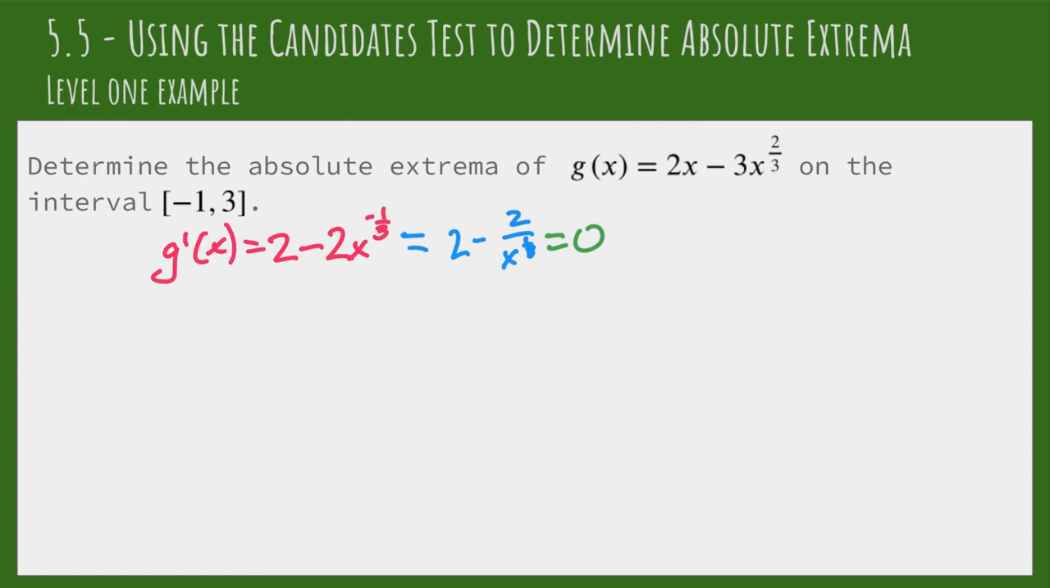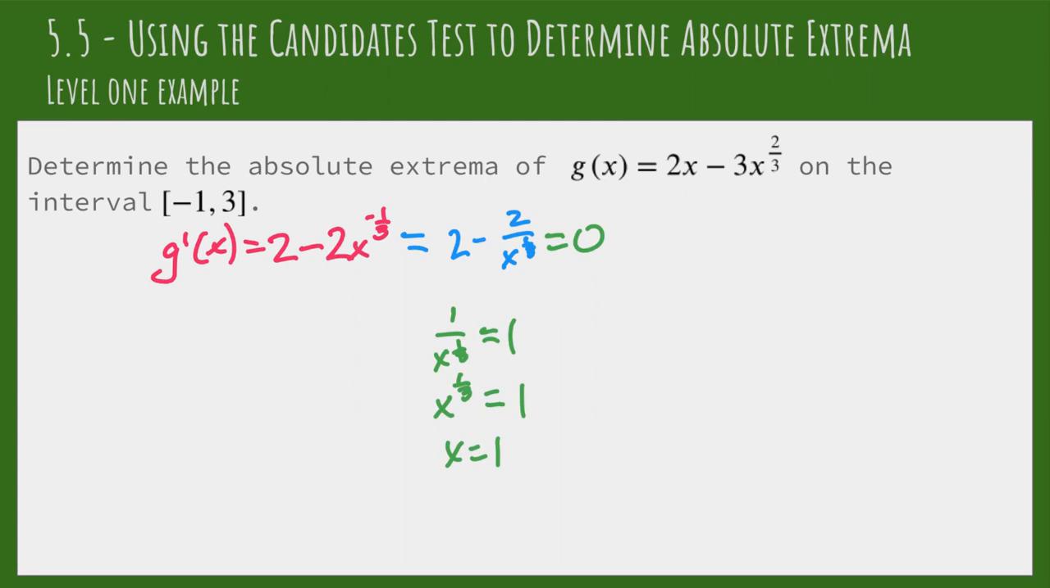I'm going to move this 2 to the other side by subtracting 2, and then I'm going to divide by negative 2. So I get 1 over x to the 1/3 is equal to 1. And then if I cross multiply, I get x to the 1/3 equals 1. And that's going to give me x equals 1. So that's going to be one of our critical values. That's when the derivative is equal to 0.